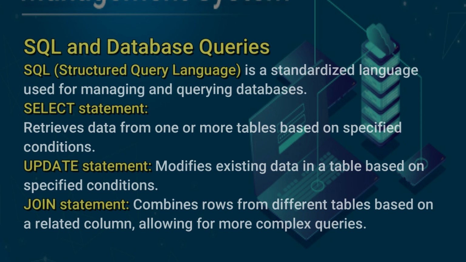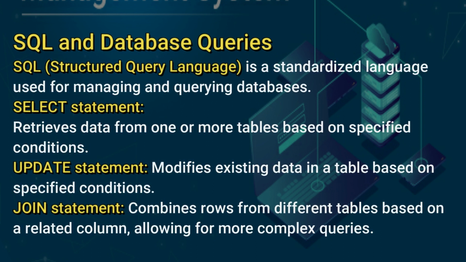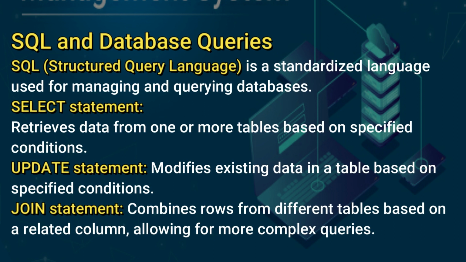SQL and database queries. SQL, Structured Query Language, is a standardized language used for managing and querying databases. The SELECT statement retrieves data from one or more tables based on specified conditions. The UPDATE statement modifies existing data in a table based on specified conditions. The JOIN statement combines rows from different tables based on a related column, allowing for more complex queries.